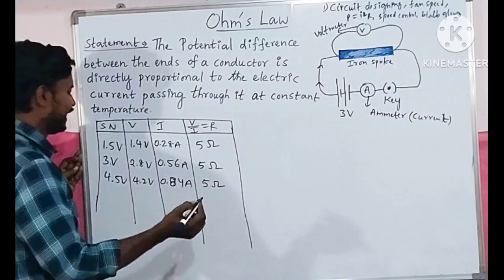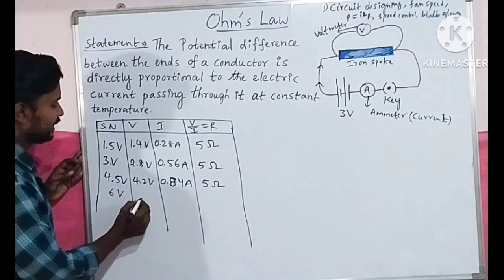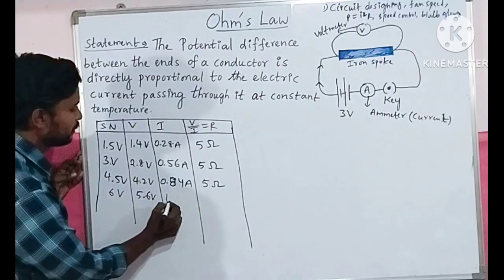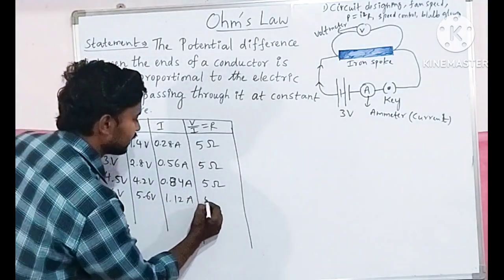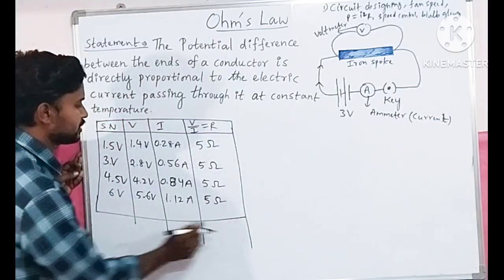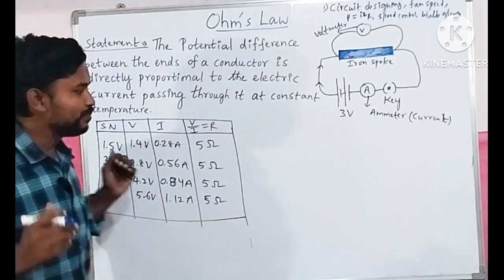For example, if I take 4 dry cells, it is 6 volt. The voltmeter shows 5.6 volt and the current is 1.12 amperes. Here also the V by I ratio is constant. So what does Ohm's law mean?